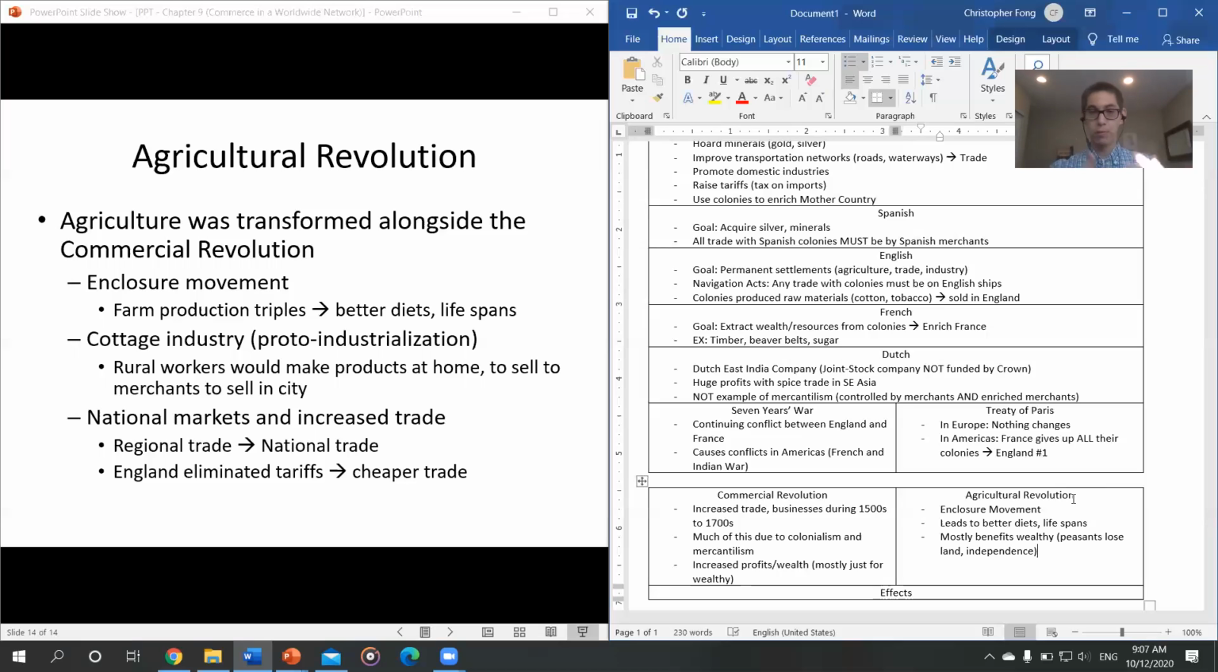Rather than farmers making their stuff at home and then selling their stuff in their village, they have a system where workers in their farms, in their villages, would make stuff, chairs, rugs, clothing, whatever. They would then sell those goods to merchants. Those merchants would go to the city and then sell those goods in the city. And so this is starting to lead to increased trade. It's starting to lead to this system where the people in rural areas make stuff for the people in the urban areas to buy.